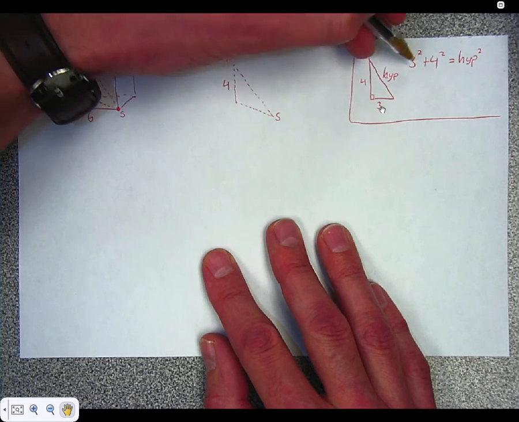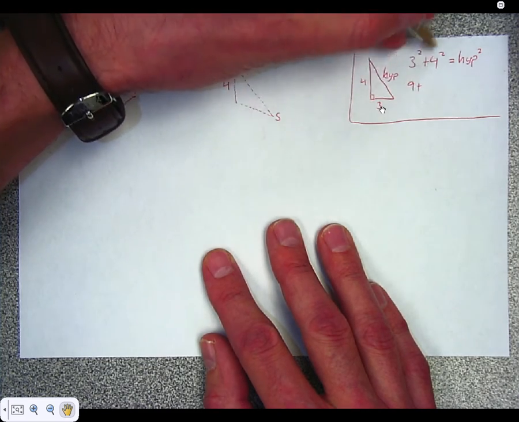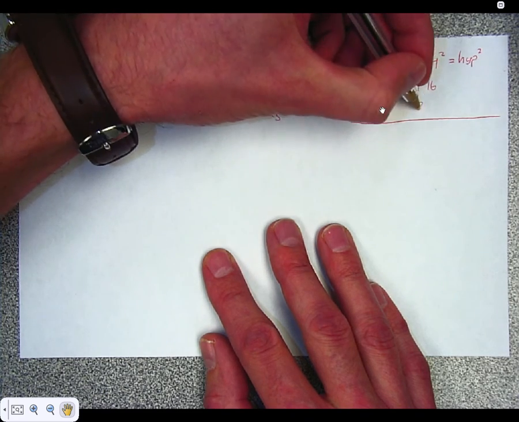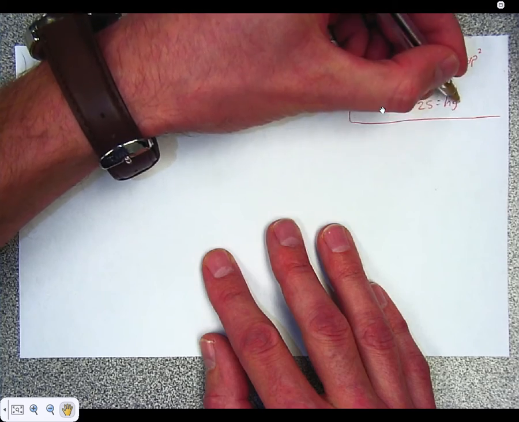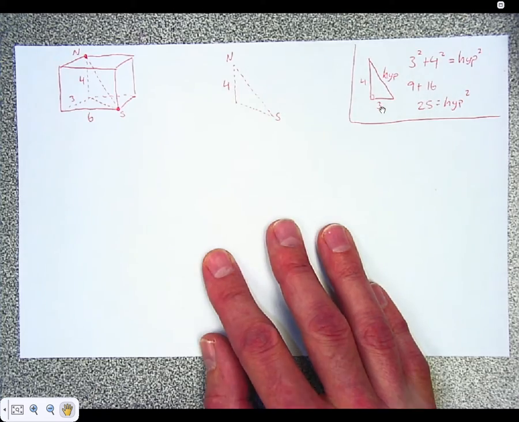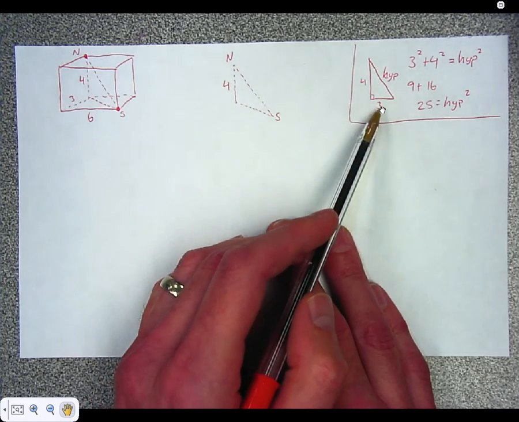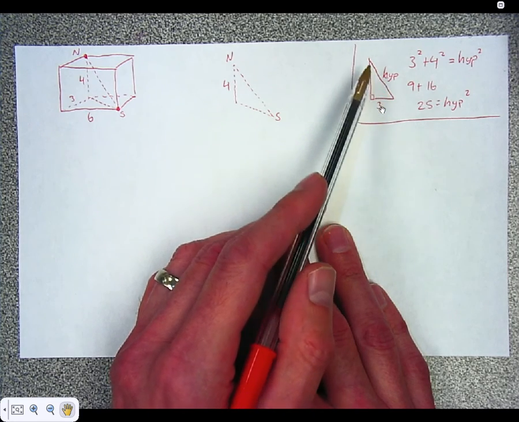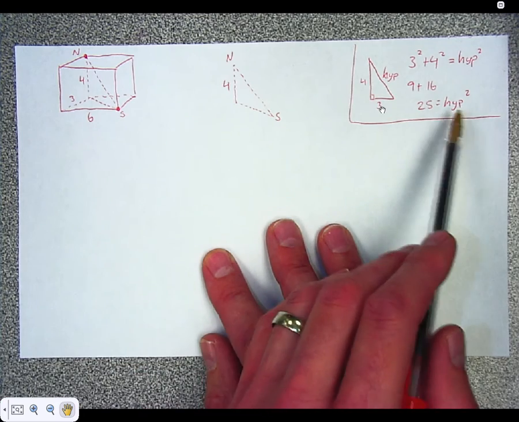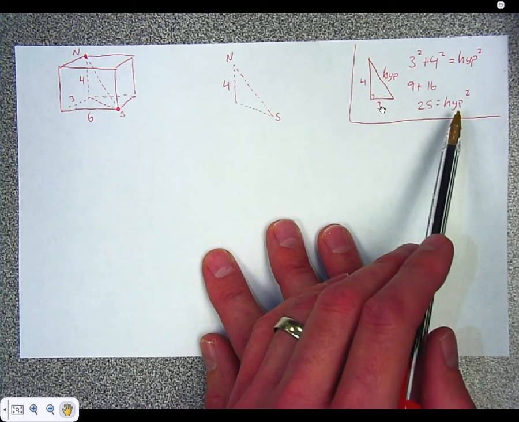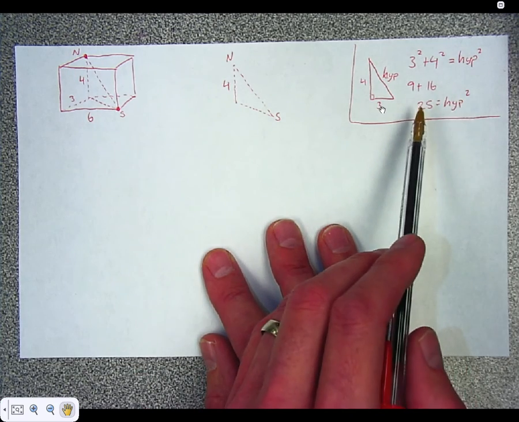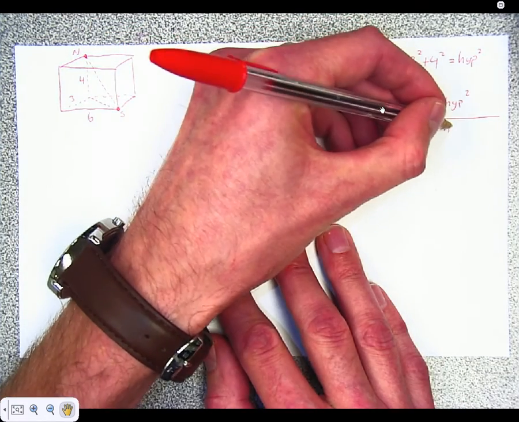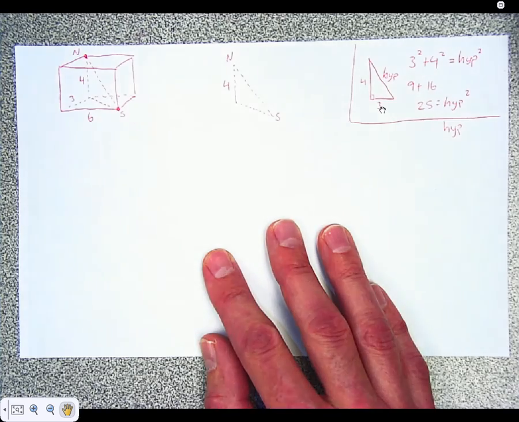So to finish this problem, 3 squared is 9, 4 squared is 16. If I add them together, I get 25. Now, if this side is 3, and that side's 4, there's no way this side is 25. It's way too big. So the hypotenuse squared, some number squared, is going to equal 25. You might already know this. The answer is 5. That 5 squared equals 25.